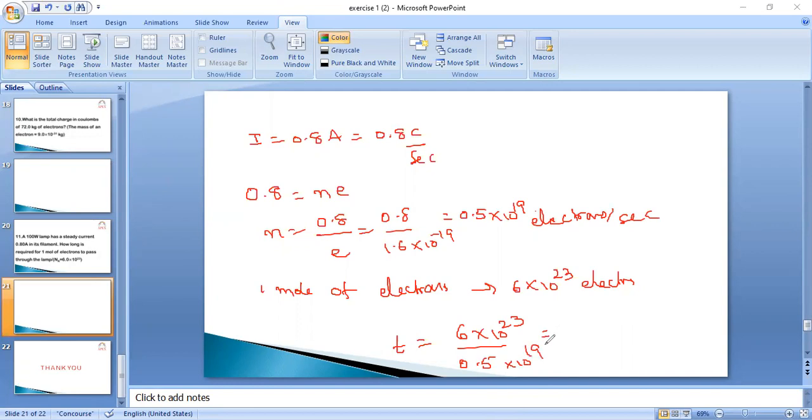And finally, this is equal to 1,20,000 seconds. If you convert it into days, you have to divide with 86,400 seconds. Then finally you will get the answer nearly 1.38 days. Okay, so to pass that many number of electrons, 1 mole of electrons, it will take 1.38 days. Okay, thank you.